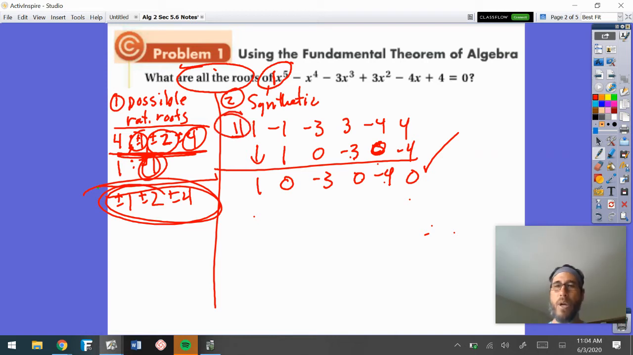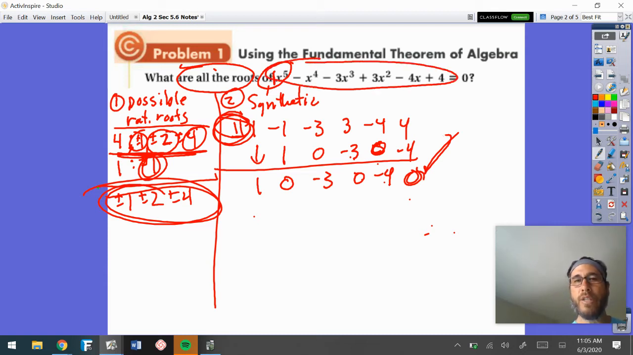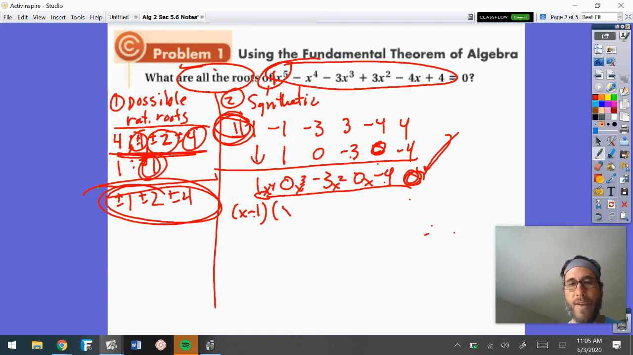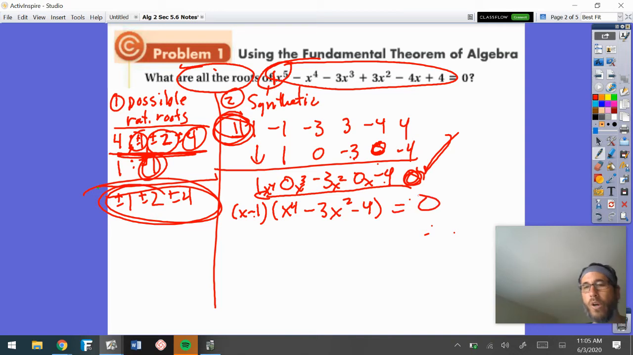And remember, we always want to rewrite the problem we have. So what's the problem we have? If 1 is a factor, and it is because I got 0 as a remainder, I rewrite the original problem as x minus 1, because that's what it means to be a factor. And then we rewrite the quotient up here: remainder, no x, x squared, x to the 3rd, x to the 4th. So what do I have left? I have x to the 4th minus 3x squared minus 4 is equal to 0.